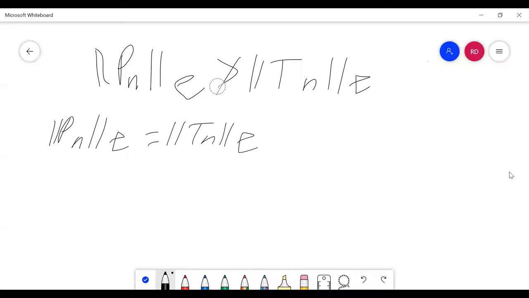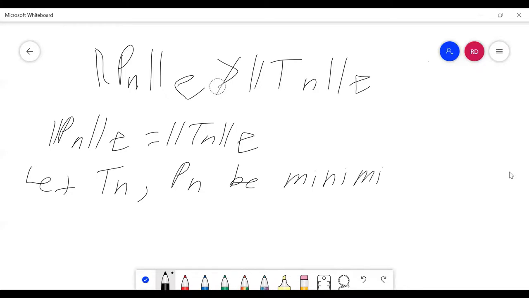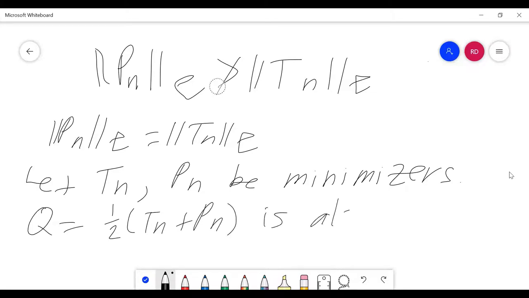So we've now established that if there's a second polynomial with an alternating set, it must reach the same heights. Does that mean they are actually the same function? Well, let Tn and, let's stick with Pn, be minimizers. So they both reach the same maximal height. If we define a new polynomial, Q, as the mean of these two, one half of Tn plus Pn, it's also a minimizer. It must have the same norm.